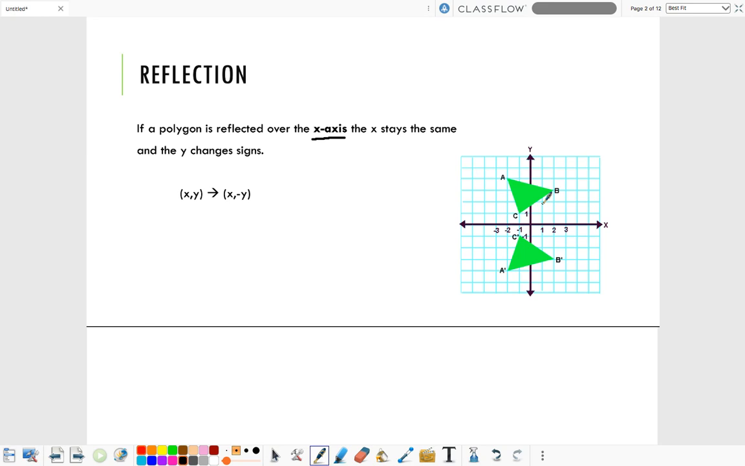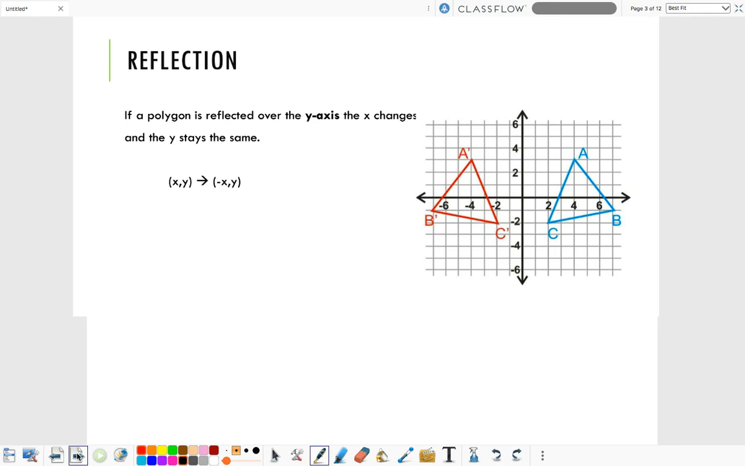Notice the distance that each of the letters has from that x-axis. B is 1, 2, 3 away, and B prime is also 1, 2, 3 away. So when we're reflecting over the x-axis, we have to think about the distance from the axis, and it is flipping over the x.